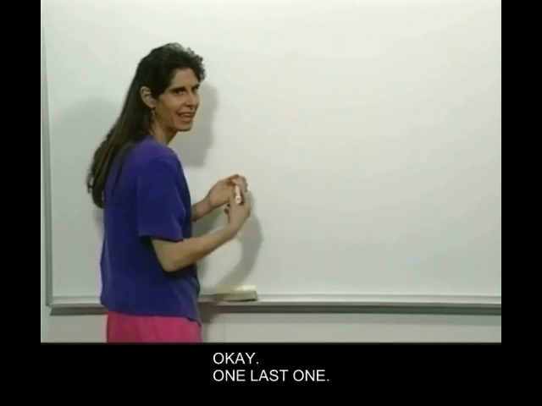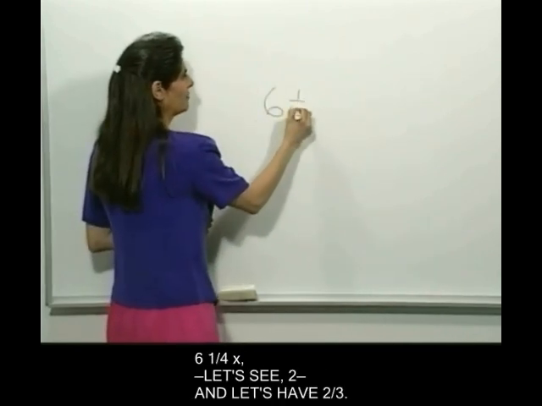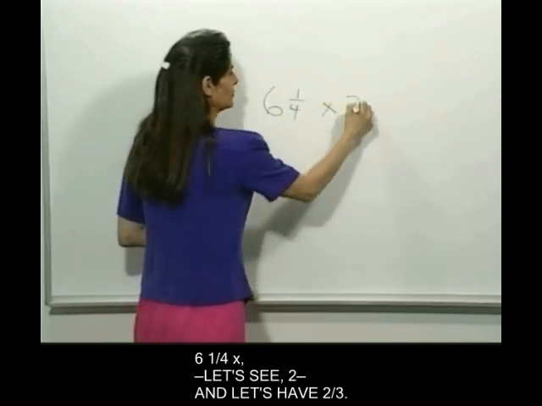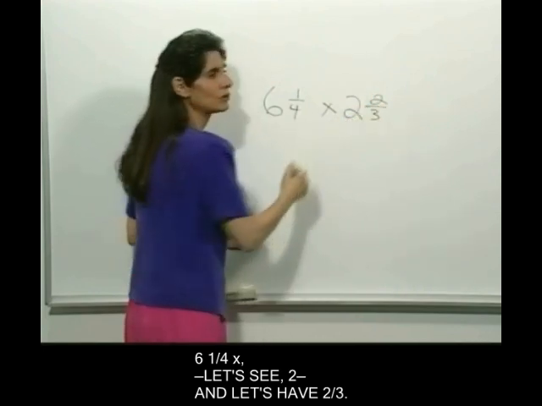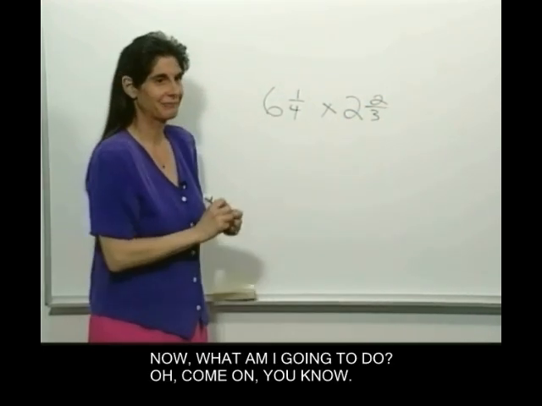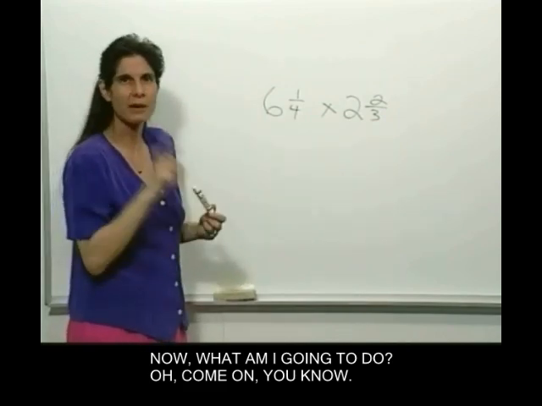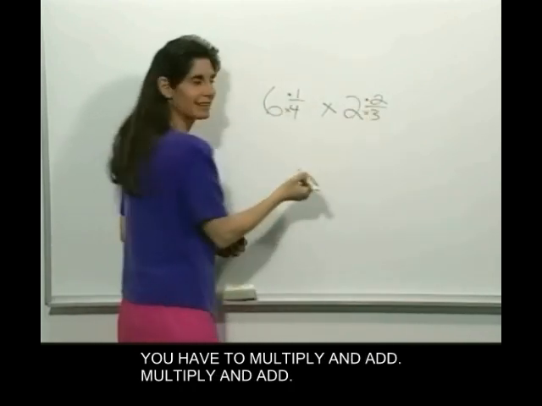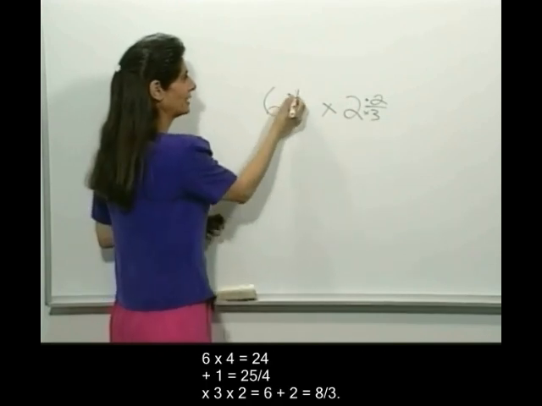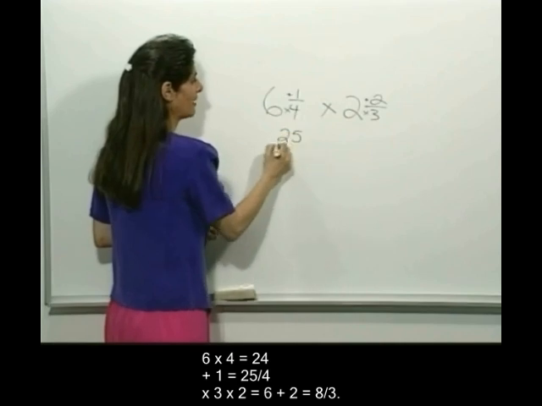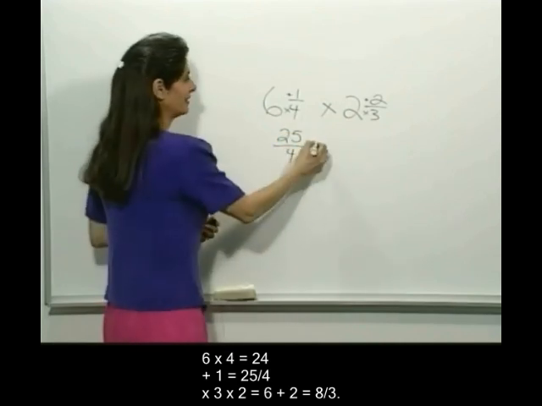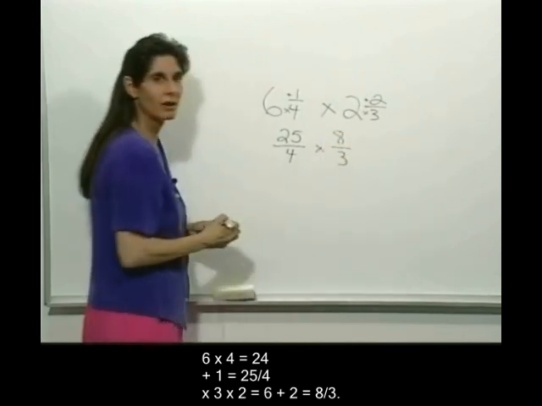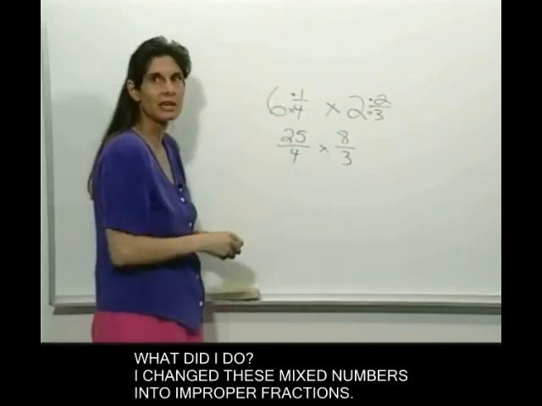Okay, one last one. 6 1/4 times, let's see, 2 2/3. Now, what am I going to do? Oh, come on, you know, you have to multiply and add. 6 times 4 is 24, and 1 is 25/4. Times 3 times 2 is 6, plus 2 is 8/3. What did I do? I changed these mixed numbers into improper fractions.